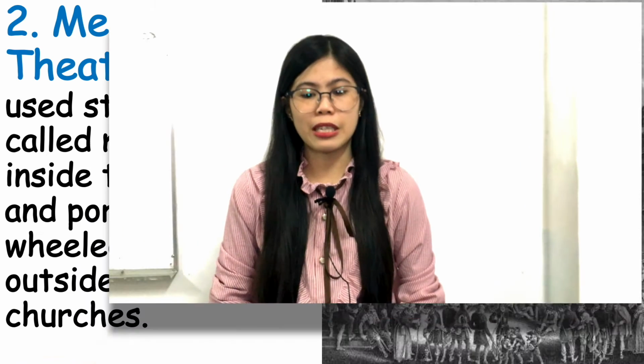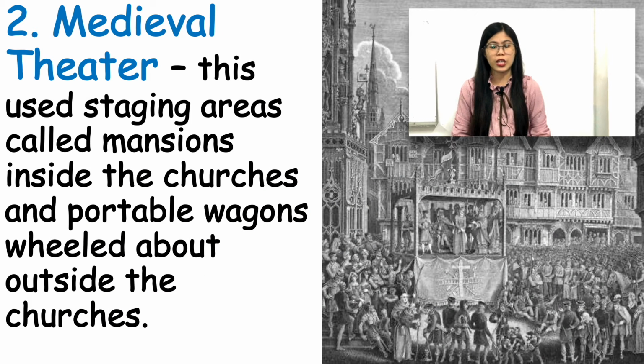Next is the medieval theater. These use staging areas called mansions inside the churches and portable wagons wheeled about outside the churches. In other words, this kind of theater is movable.